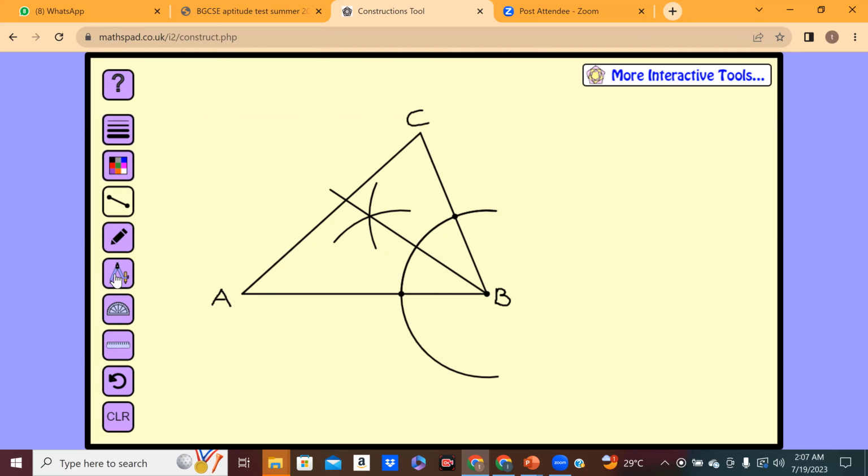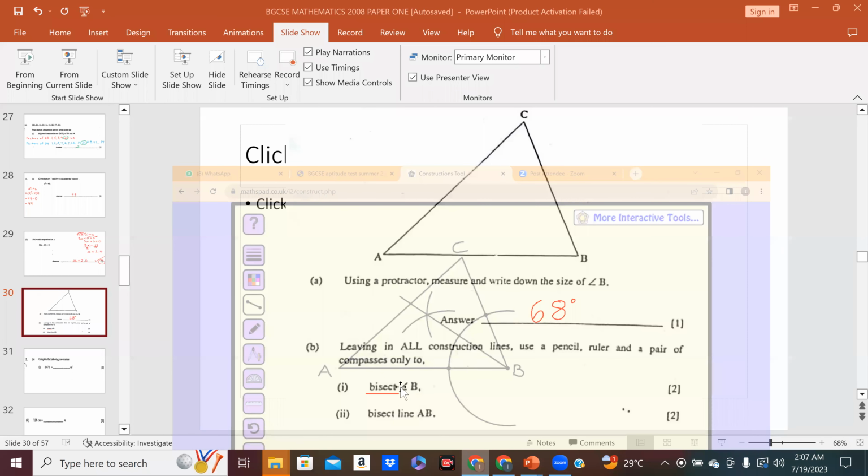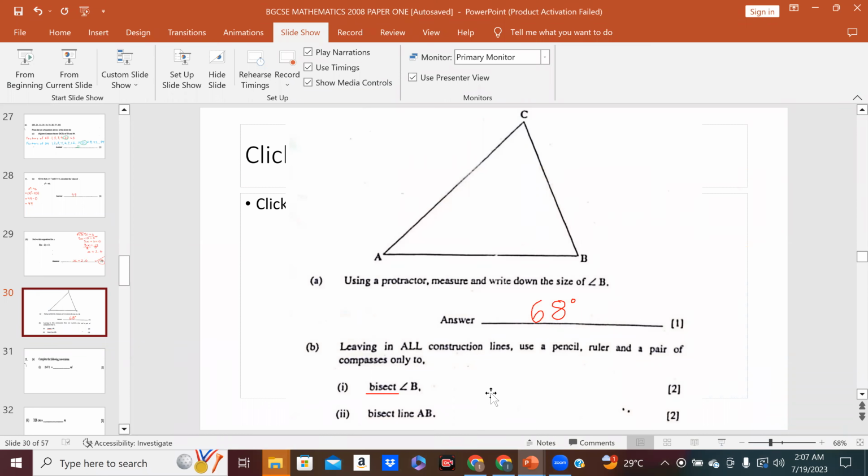Now it's time to bisect the line. If we look carefully, the question said, after you already bisected the angle at B, which we already did, I want you to bisect a line AB. So here's the line AB, and they want us to bisect it, which means to cut it in half equally.